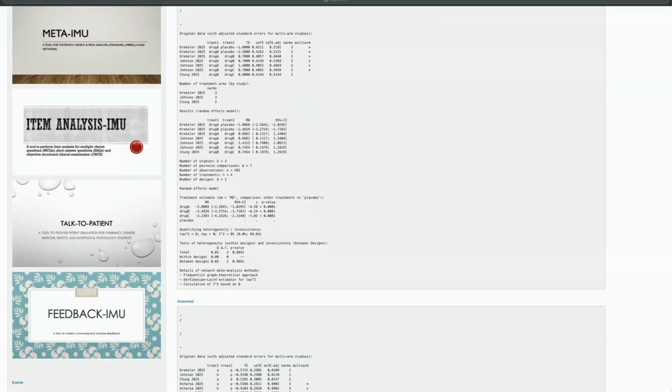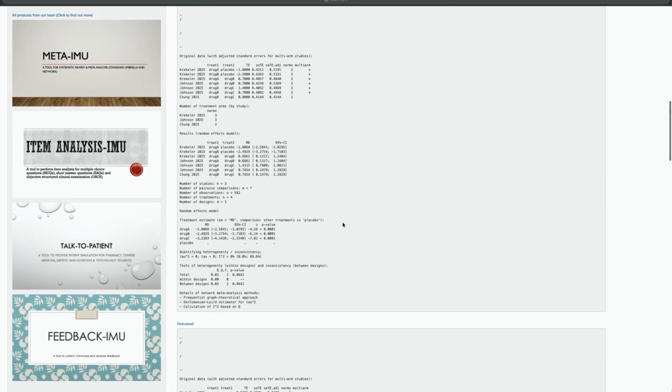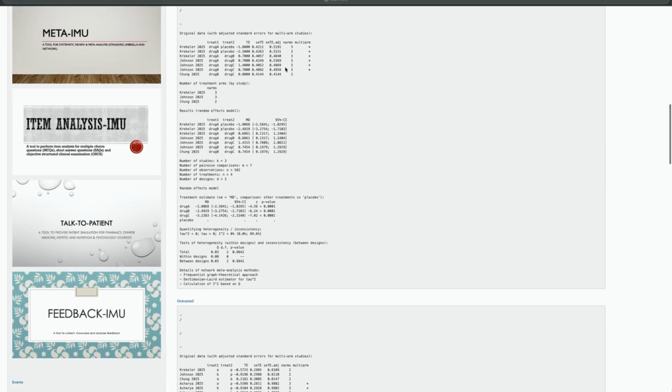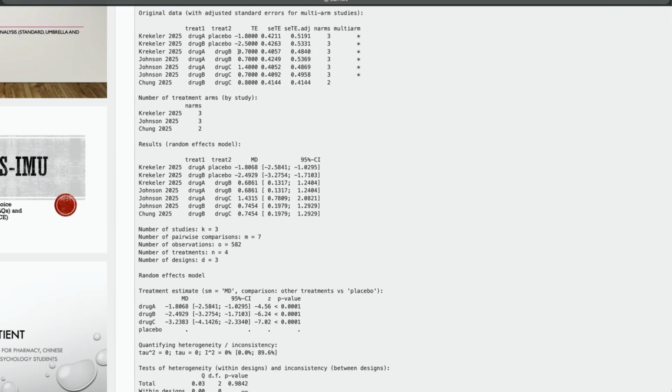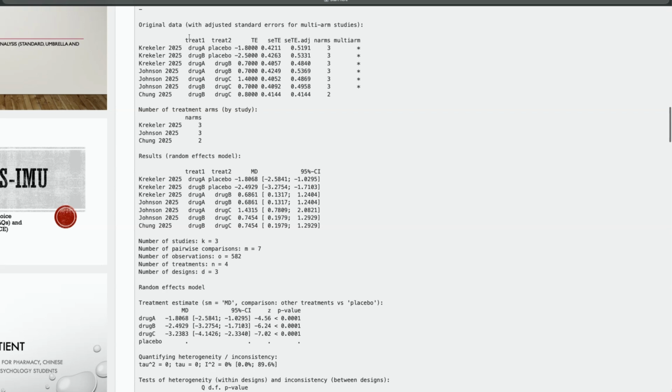Now we will examine the model. Let's start with the original data table. Here, you will see columns for treat 1, treat 2, TE, SETE and SETE adjusted. First, an important note. The app automatically arranges treat 1 and treat 2 in alphabetical order. For example, drug A will always be placed before placebo because D comes before P.